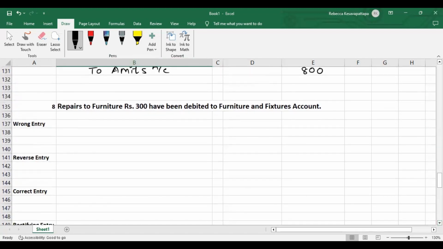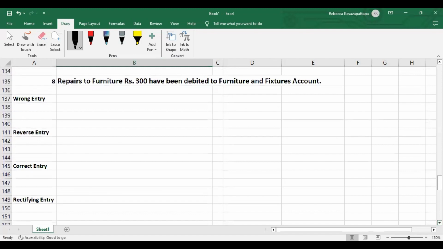Repairs to furniture rupees 300 have been debited to furniture and fixtures account. Repairs were being done to furniture, but instead of debiting repairs, because repairs is a nominal account, debit all expenses and losses, it should be debited. But instead of debiting repairs, the accountant has debited furniture and fixtures account. A capital asset is being debited. So this comes under errors of principle, where it is treated as a capital expenditure, but it's a revenue expenditure.